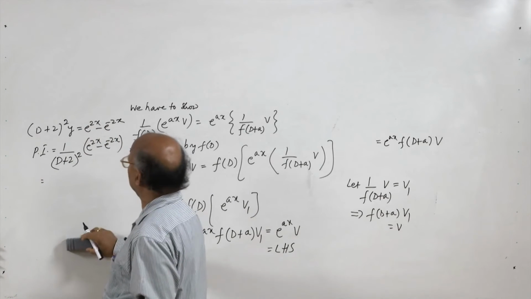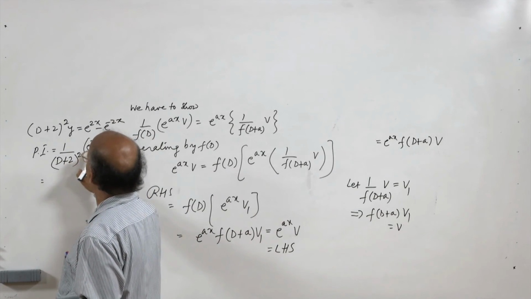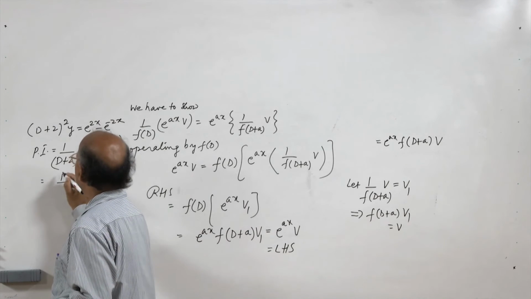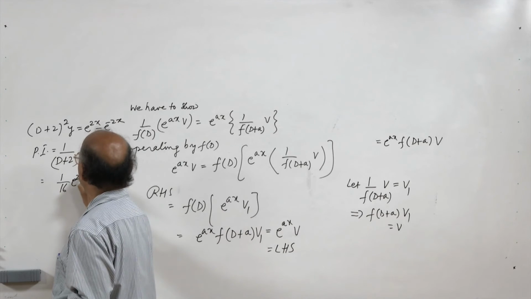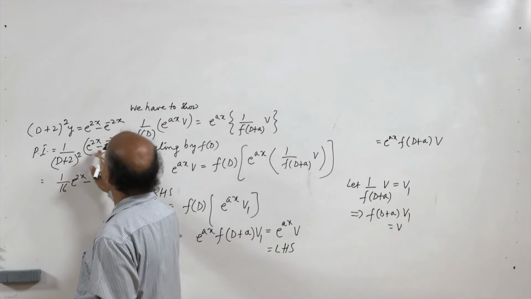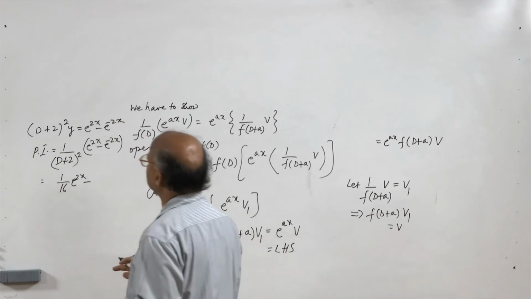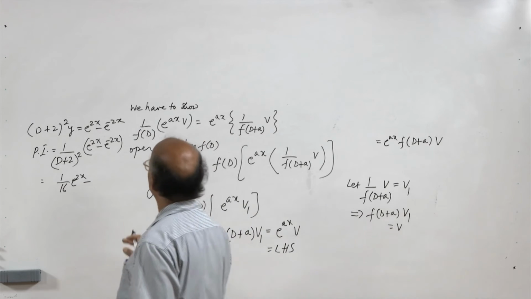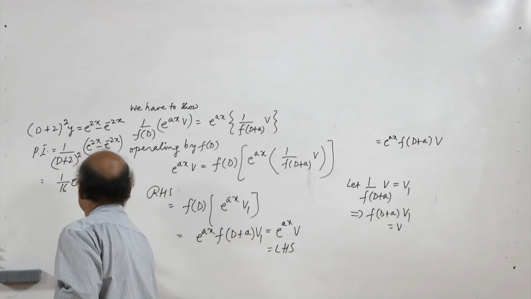Now, when 1 over (D plus 2) square operates on e to the power 2x, we get 2 plus 2, that is 4 square. So we get 1 by 16 e to the power 2x. Minus, now when 1 over (D plus 2) whole square operates on e to the power minus 2x, on replacing D by minus 2, D plus 2 becomes 0. So we will apply this formula. Let us see how we get this.